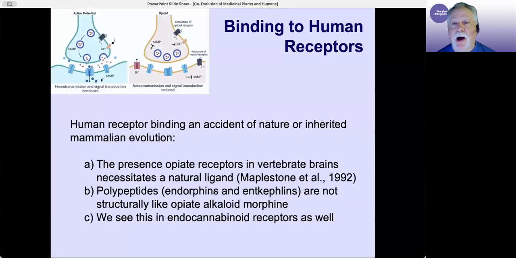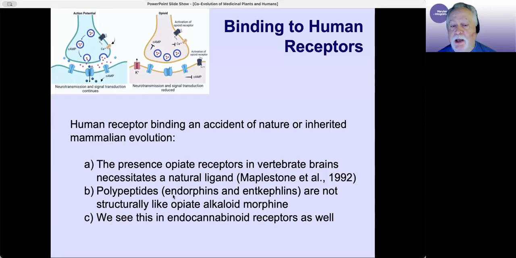Now, the fact that the compounds bind to human receptors is really, in some ways, just an accident of nature, right? Or it could be that there's some inheritance based on early mammalian evolution, some of the early mammals that were interacting with plants and passed on some of their genome to us as we evolved. But really, if we think about it, the two examples I would point out is we have opiate receptors in the vertebrate brains. And therefore, if you have that receptor, that means there's a natural ligand, ligand being a compound that binds to it and elicits or creates a response in the cell. And these in humans and most mammals and vertebrates are polypeptides. These are endorphins and enkephalins that are not at all structurally like opiate, alkaloid, morphine. And yet morphine and heroin and other opiate-like molecules actually bind to this receptor and influence pain transmission.